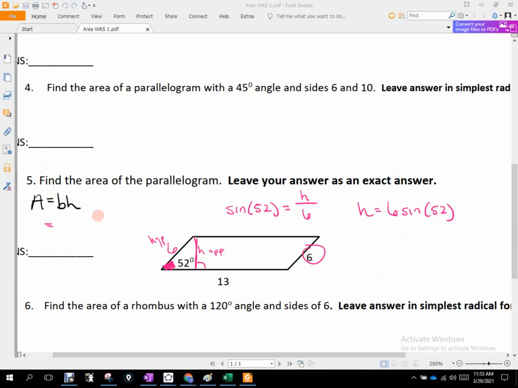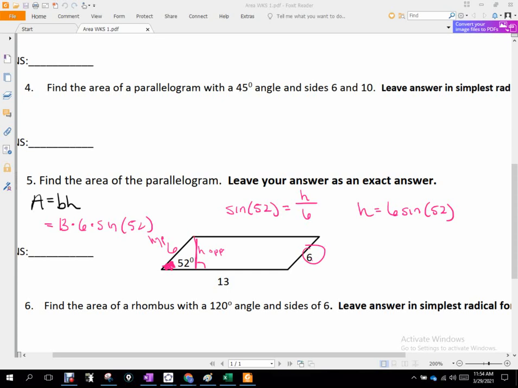So what's your base going to be? If that's the H that we use, what's your base? 13. So we go 13 times 6 times sine 52. You've got really three numbers being multiplied together here. Okay. Remember, sine of 52 is a symbol for another number. Sine of 52 is going to be a number probably a little bit bigger than 0.7, a little bit smaller than 0.8 maybe. Okay. But it's a number regardless, but it's an irrational number.